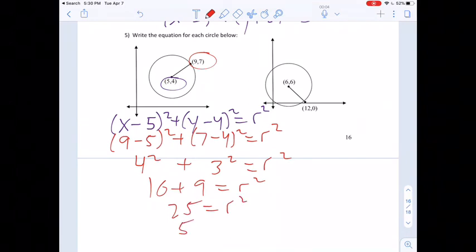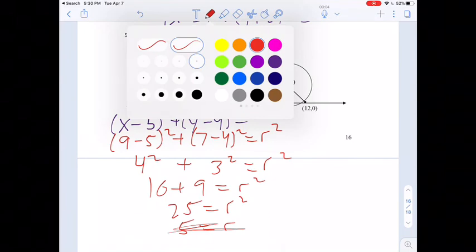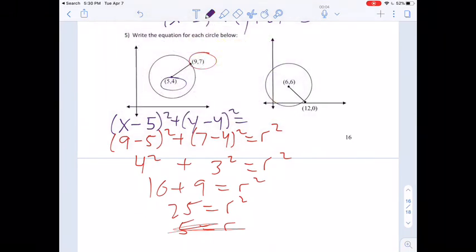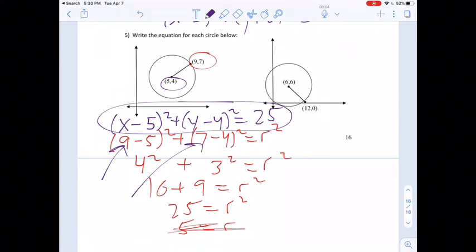Again, I don't need to find that r equals 5, right? R equals 5, because that's the square root of 25, but I don't need that. I want to know what r squared is. So now all I need to do is go back up here where that r squared that I didn't know before, and then just say, okay, that's 25. Problem's over. So you're just temporarily plugging these numbers in, finding r squared, and then putting that in, and then you're done.